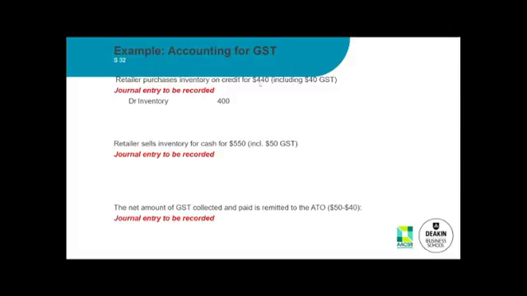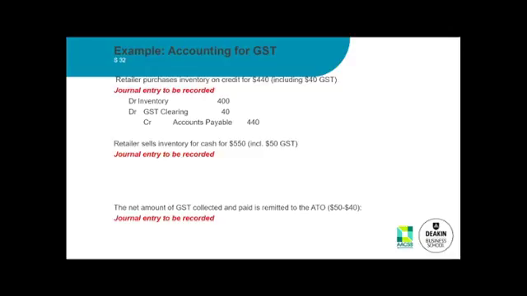To calculate the GST, if we've got total purchases of 440, we divide by 11. All right? And the journal entry to record this is to debit our inventory with 400, debit the GST with 40, and credit our accounts payable with 440.